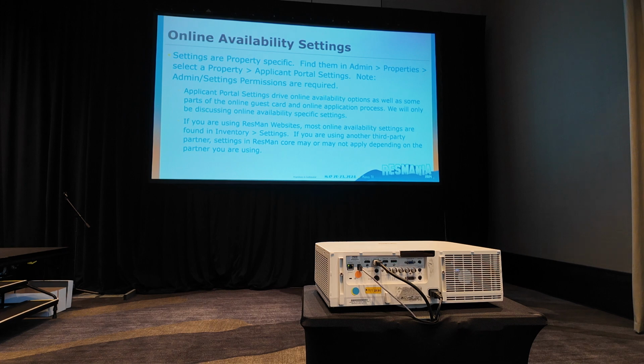So let's talk about those online availability settings. They are property specific, and you're going to find those in admin properties. You're going to select your property, and then applicant portal settings on that left-hand side is what we're looking for. So I know it doesn't really correspond when you think online availability, it's under the applicant portal settings section. Keep in mind that your admin and settings permissions are required, so you have to have permission to access those areas.